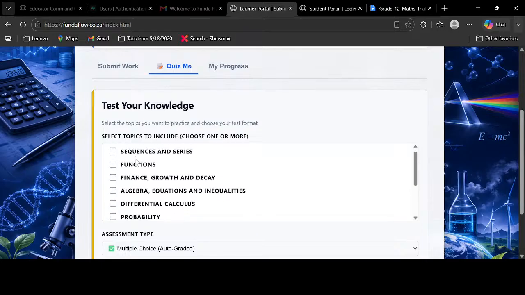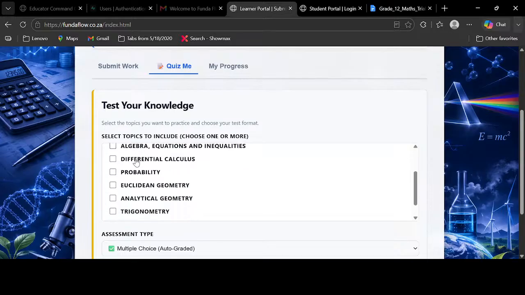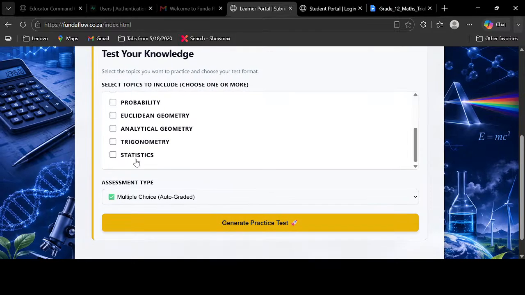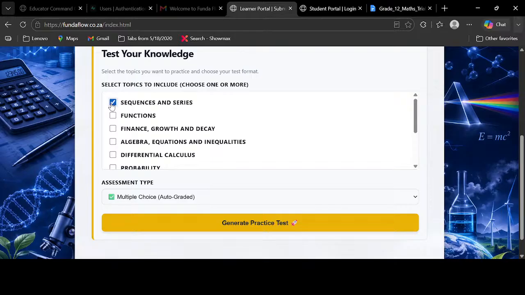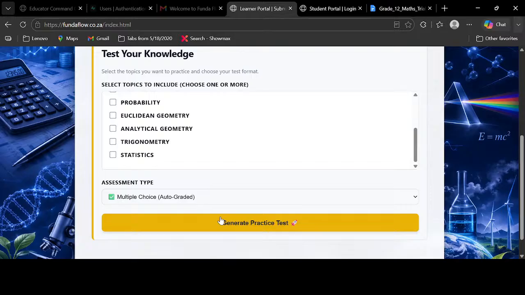Functions, finance and growth, algebra, equations and inequalities, differential calculus, probability, Euclidean geometry, analytical geometry. Okay, these are the topics, guys. You'll just choose one. Let's do sequence and series. Today we started with sequence and series. So let's just do a quiz. This is going to give us 5 questions. We're going to try to go through them. Let's do the multiple choice.